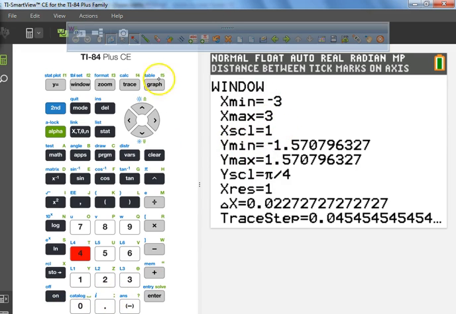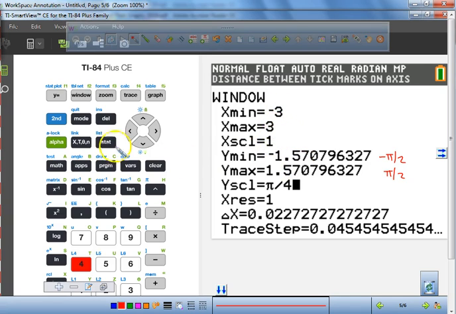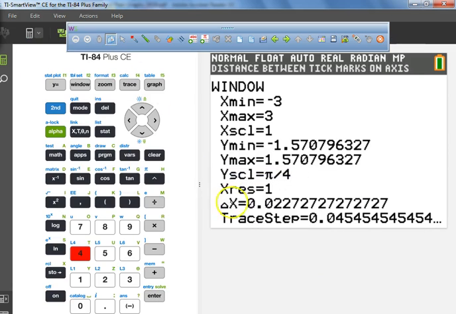Okay? So I'm going to go ahead and take a little picture of this so you guys know that this is at negative pi over 2, this is at positive pi over 2, this is at pi over 4, this is at -3, 3, and a 1. Okay?